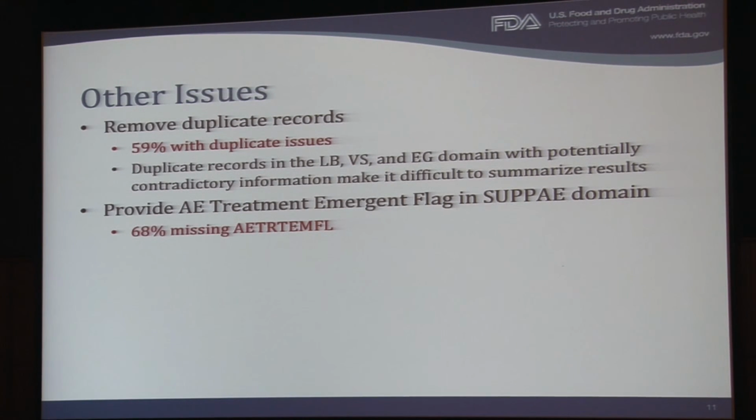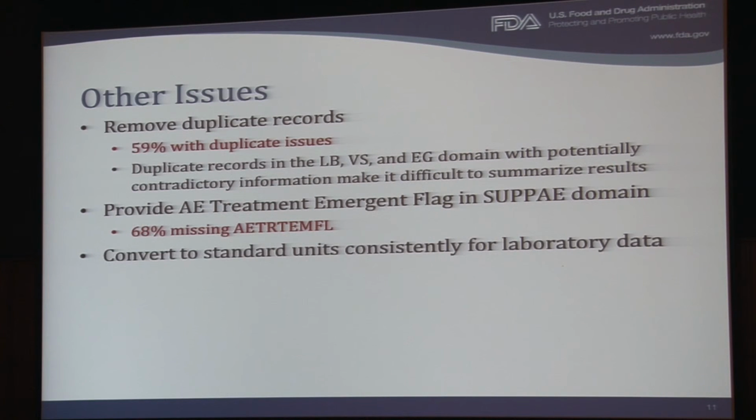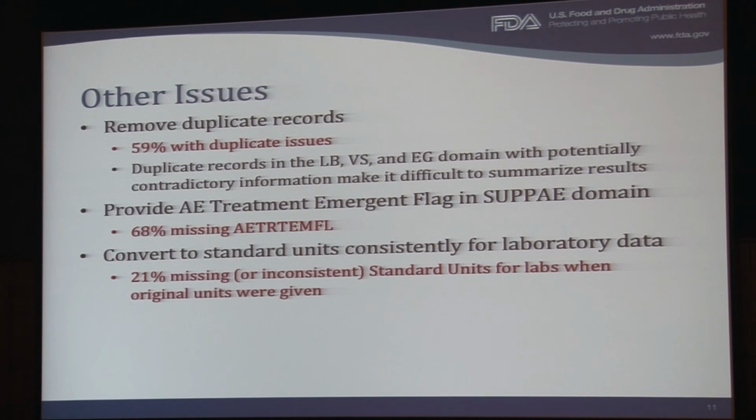We find it helpful when the AE treatment emergent flag is provided in the SUPPAE domain. However, it was missing in more than 2/3 of the applications. We recommend that standard units are converted consistently for laboratory data. 21% were missing or had inconsistent standard units for labs when the original units were given. This is not the issue in terms of converting from SI to US conventional units. This is just converting original units to any standard, regardless of whether it's US conventional units or SI units.